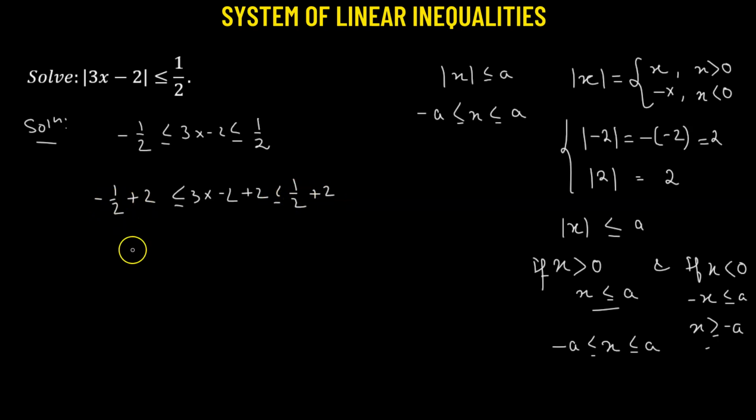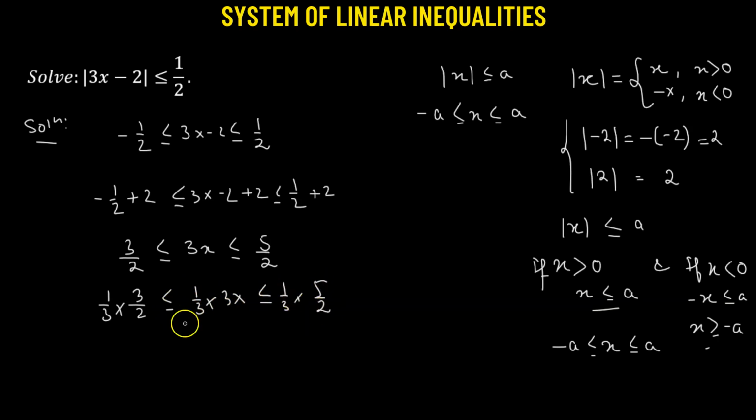So negative half plus 2 gives us 3 over 2. This is less than or equal to 3x, which is less than or equal to 5 over 2. Now we want to make the coefficient of x 1. Here we have a 3, so we will divide throughout by 3. And 3 is a positive number, so it's not going to affect the sign of the inequality. So we'll multiply throughout by 1 over 3. So 1 over 3 multiplied to 3 over 2, 1 over 3 multiplied to 3x, and 1 over 3 multiplied to 5 over 2. Here we'll get half less than or equal to x less than or equal to 5 over 6.